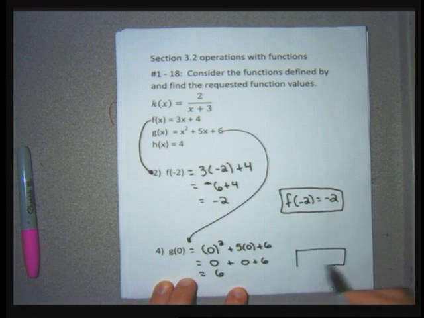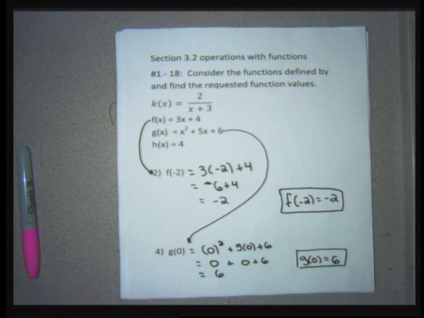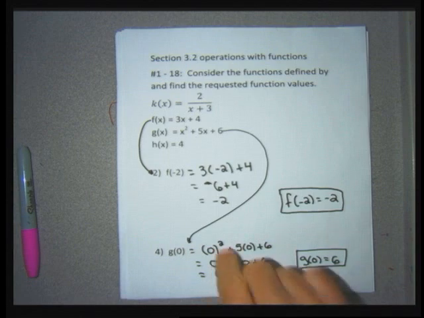The answer, I could just write 6. Usually for this style of problem, I write the problem along with the answer. So I'm going to write g of 0 equals 6. But if you wrote just the number 6 for part number 4, or just the number -2 for number 2, that would be okay. So I'm going to do all the even problems. Some of the problems have me put letters in. When I put letters in, that letter will be in my answer. And for each of the problems, I copied the function that I needed.